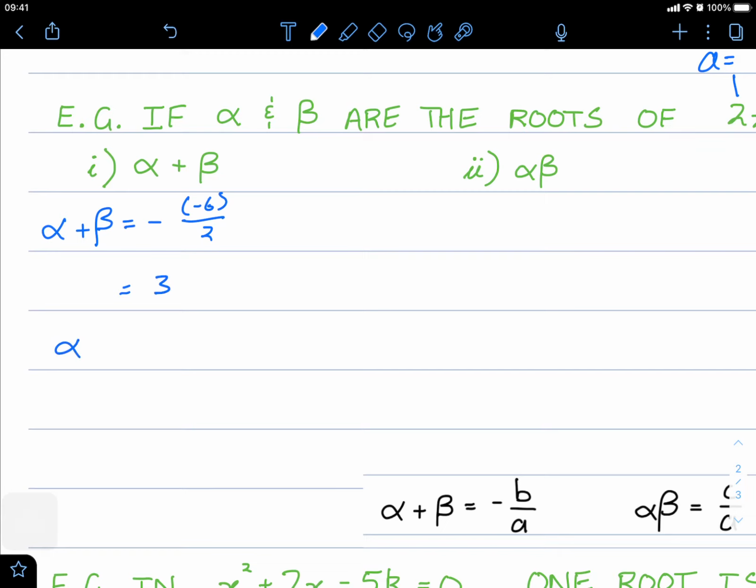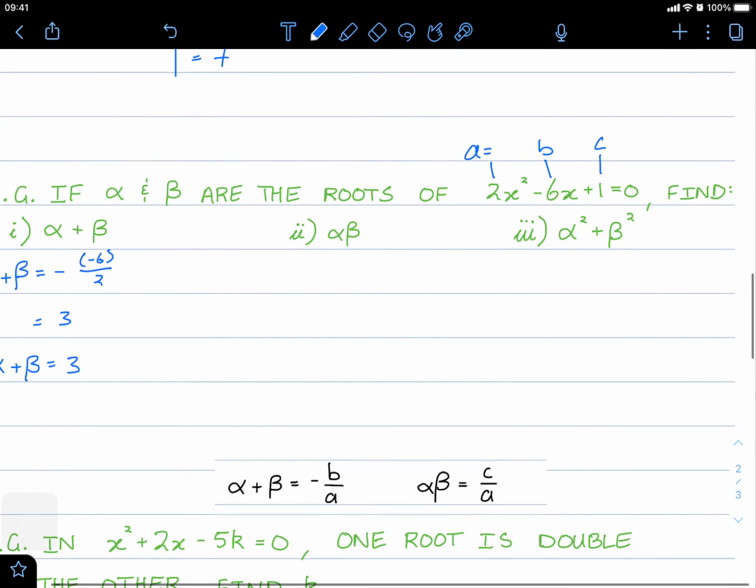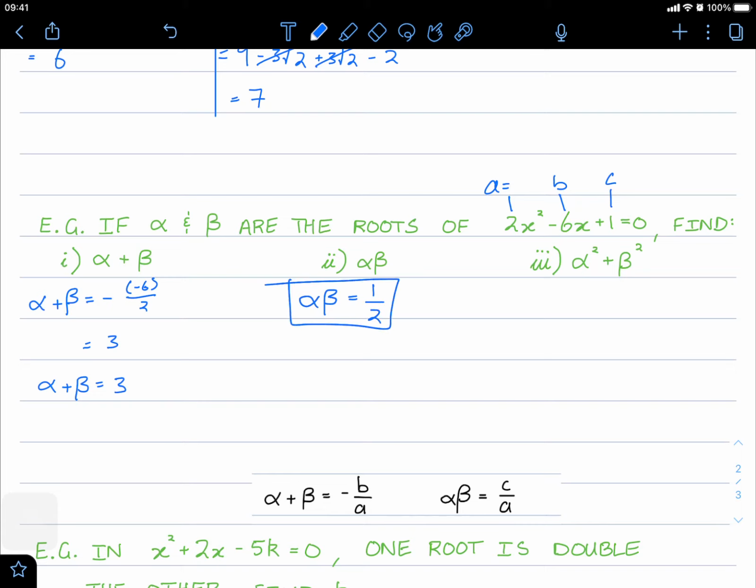Alpha plus beta is equal to 3. Alpha times beta, well, that's going to be c on a. So alpha times beta, c is 1, a is 2. And there's our answer. Alpha times beta is just a half.